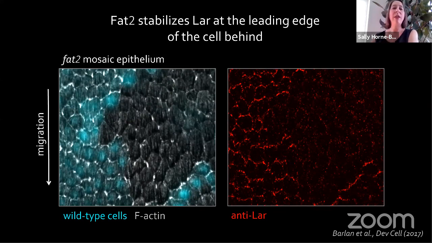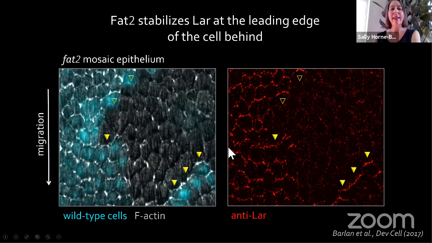So I'm once again showing you a FAT2 mosaic epithelium where we have wild type cells in blue on the left, FAT2 mutant cells on the right. You'll notice that LAR localizes normally in the wild type cells, but it's largely missing from those FAT2 mutant cells. And once again, this is a non-autonomous phenotype. So if we first focus on these 2 wild type cells that are migrating behind FAT2 mutant cells, we can see that these wild type cells lack LAR at their leading edge.